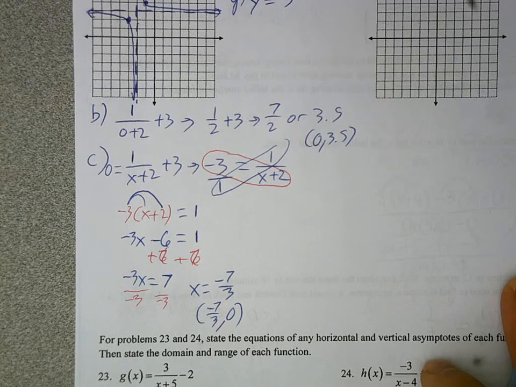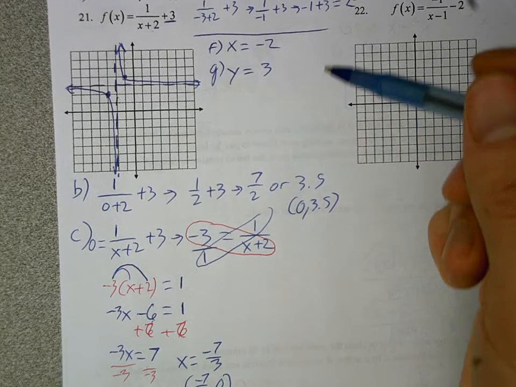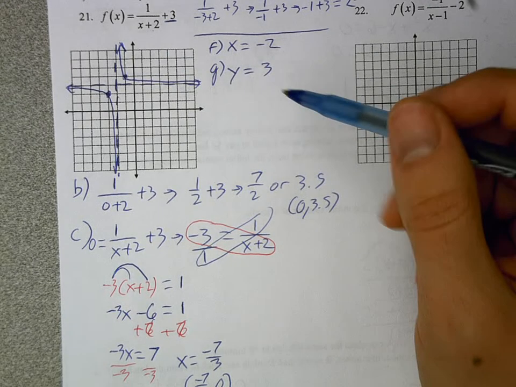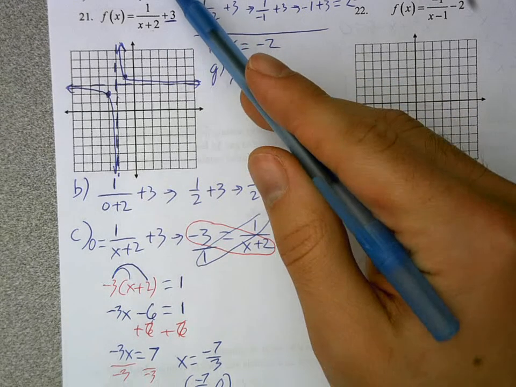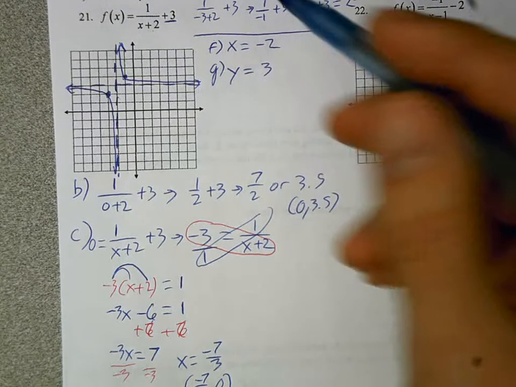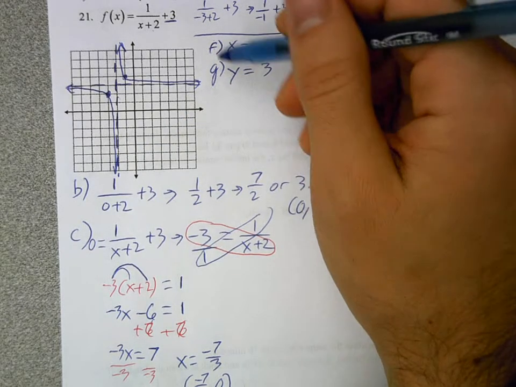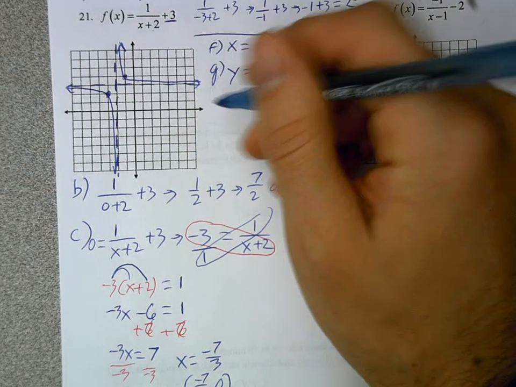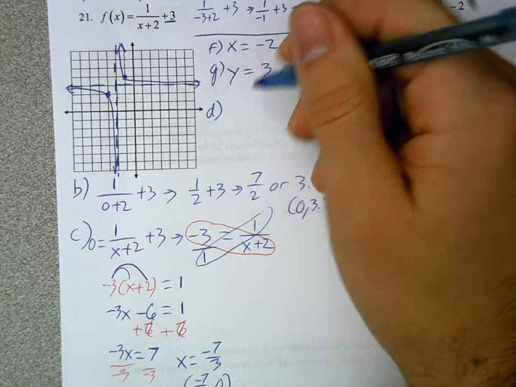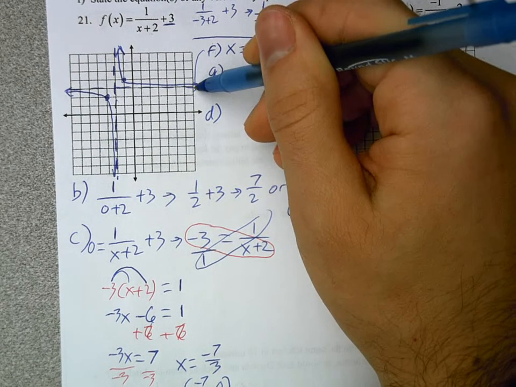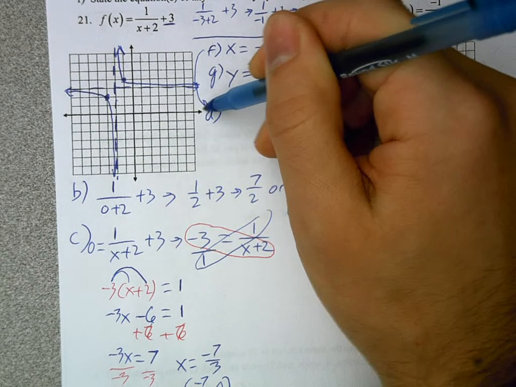But there's ABC. Okay, here comes the interesting part. D: state the domain. These are going to be out of order, right? We already did F and G. D says state the domain. Your domain is directly linked to your vertical asymptote.